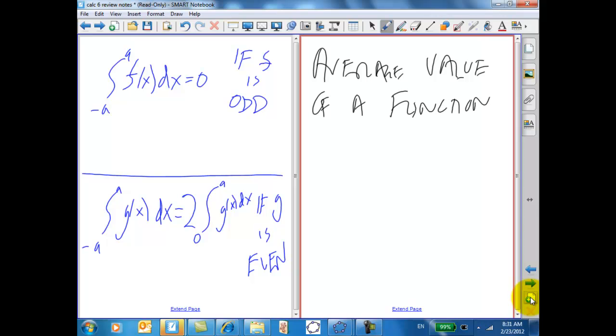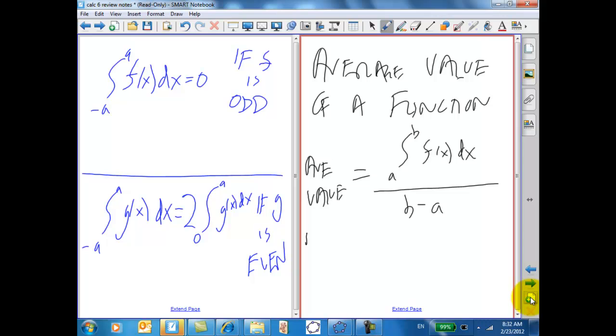Average value of a function is equal to the integral from a to b of f of x dx. Basically, that's the area under the curve. And you divide by what? B minus a. You divide by the width. So you take the area of that big chunk of graph, divide it by its width, and that will give you the average height. Average value equals the average y value.